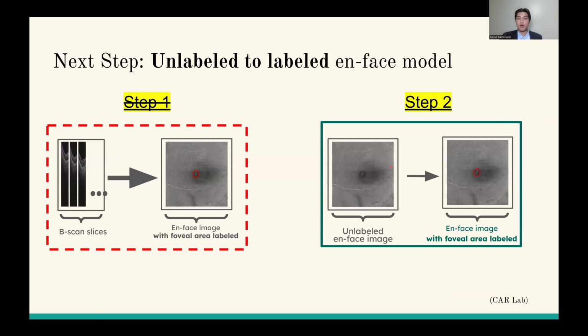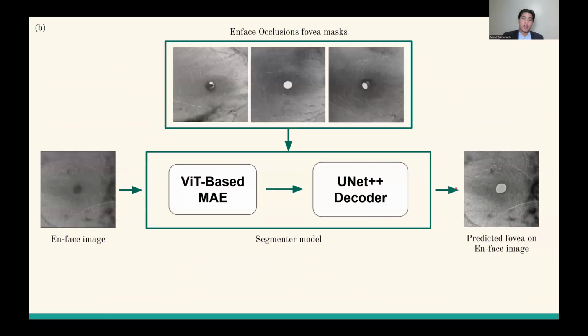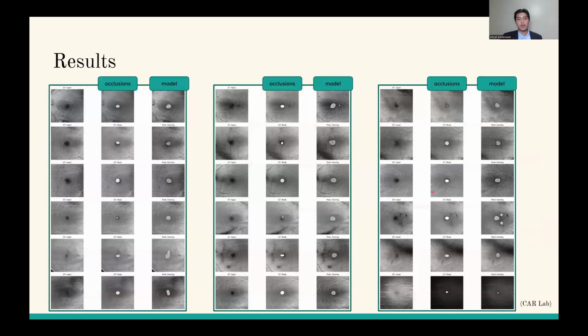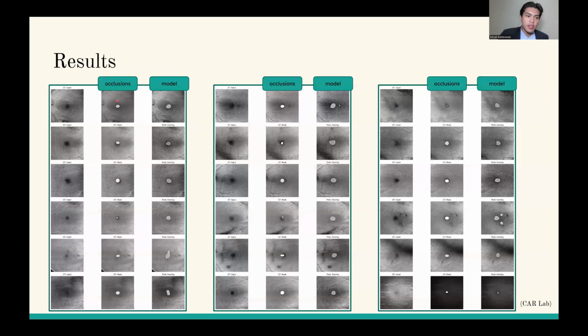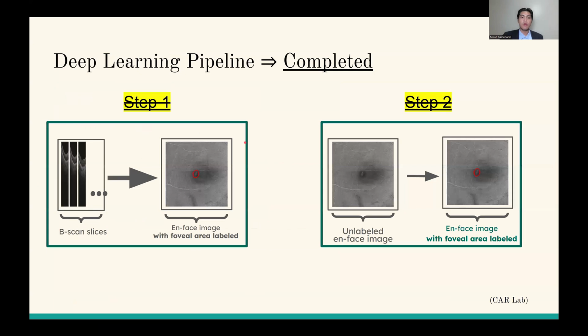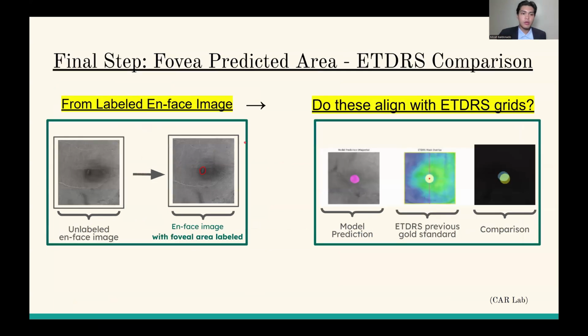Our next step was going from an unlabeled en-face OCT image to a labeled one. This involved training a deep learning model that was structured with a vision transformer-based mask autoencoder and followed up with a UNet++ decoder. These are some of our results from our initial model. And after our initial model, our team then trained on pathological cases for greater robustness. Our team was fairly happy with our initial model results because they had fairly strong alignment between the occlusion mask and the model results.